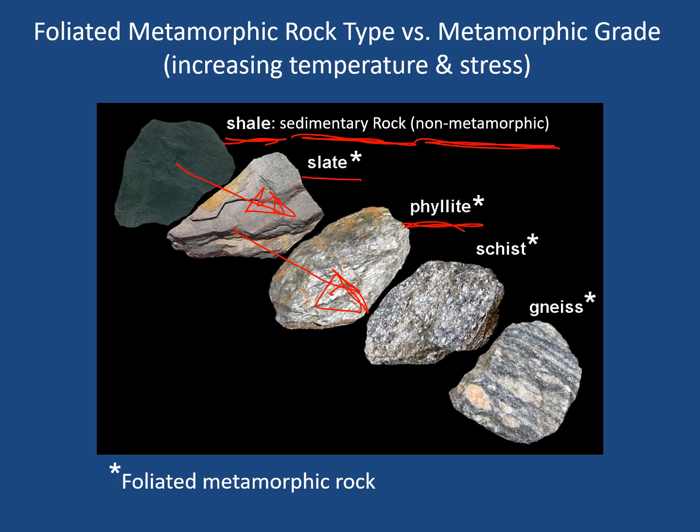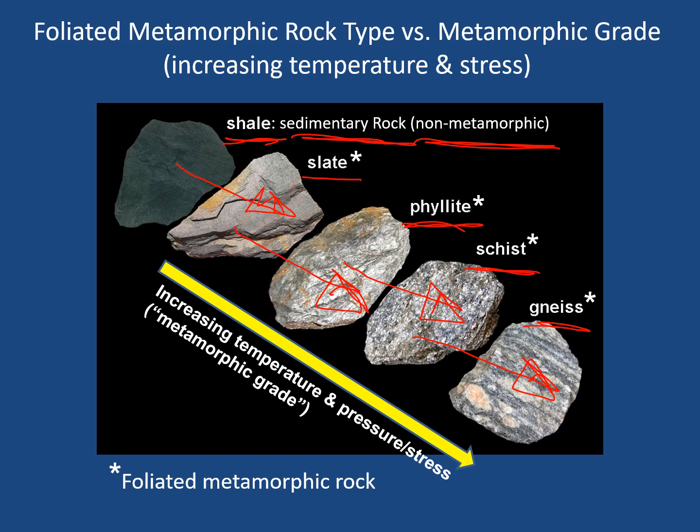With even greater subduction, that phyllite may transform into a schist, and ultimately that schist can even transform into a gneiss. So the take-home message here is that with increasing pressure or stress and depth, metamorphic grade, that is the intensity of metamorphism, will increase, and that changing intensity can literally turn one type of foliated metamorphic rock into another, and another, and another.